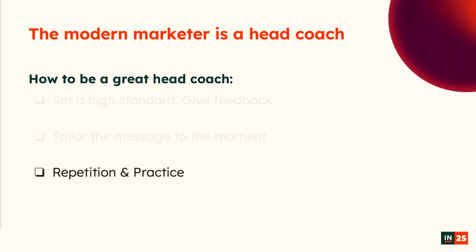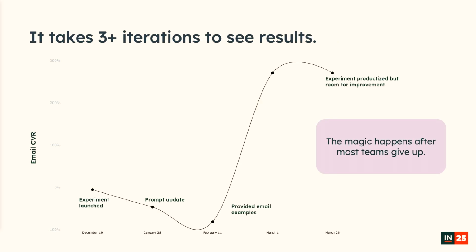So getting the right data points is a great example of doing the drills, the reps, and the practice. Because we have seen it takes 3+ iterations on average to see results. And the magic happens after a lot of teams give up. This is a totally separate experiment where you also see the number of iterations, but afterwards you see massive conversion rate increases. There are a couple of important process implementations we've made in order to help us along with this.